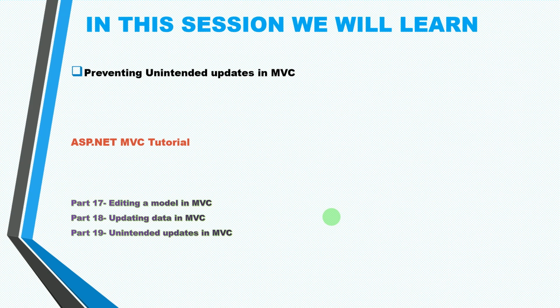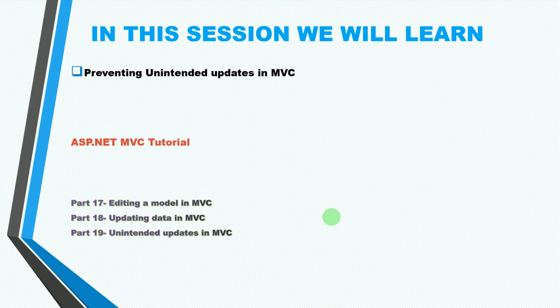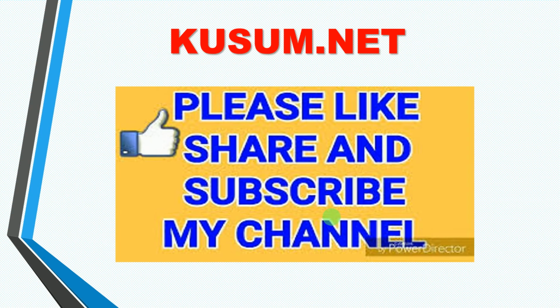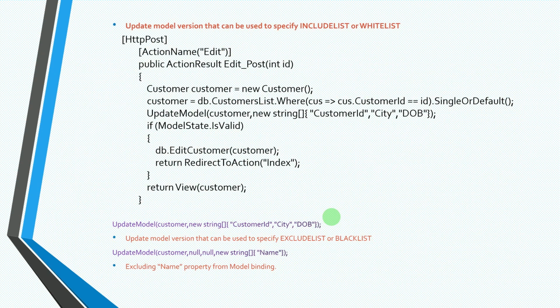In this session you will learn how to prevent unintended updates in MVC. Before watching this video, please watch my part 17, 18 and 19. Inside of part 19, I was explaining about unintended updates in MVC. Means if you want to update only one field among various fields, then you can update the remaining fields and you cannot update whichever you don't want. In this application now we will see how to achieve this, preventing updates.